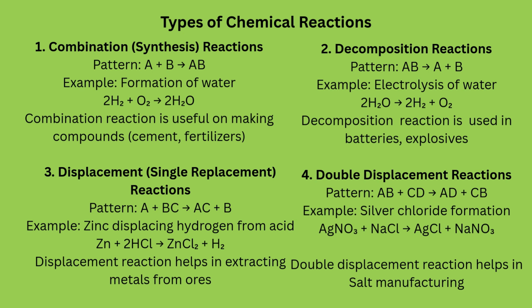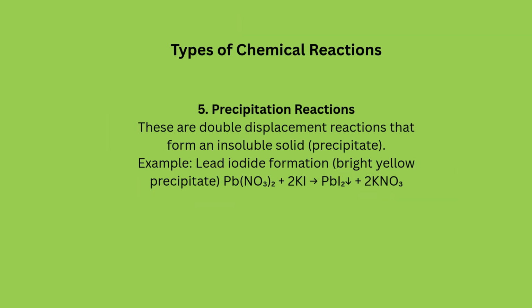Types of chemical reactions. 1. Combination reactions. Example is formation of water. 2. Decomposition reactions. Example is electrolysis of water. 3. Displacement reactions. Example: zinc displacing hydrogen from acid. 4. Double displacement reactions. Example is silver chloride formation. 5. Precipitation reactions. These are double displacement reactions that form an insoluble solid, a precipitate.